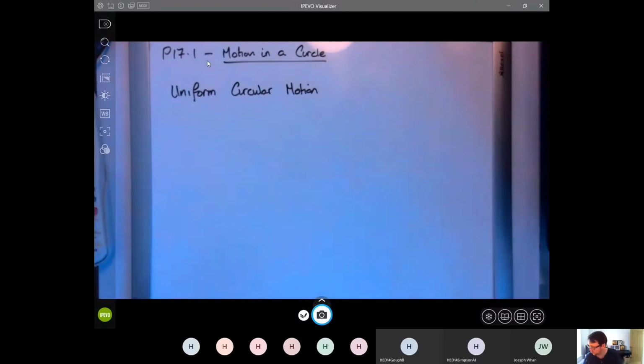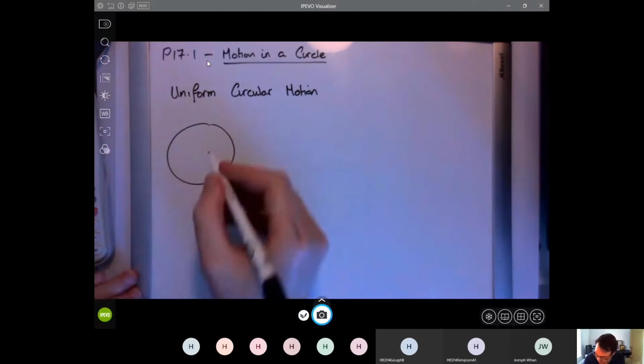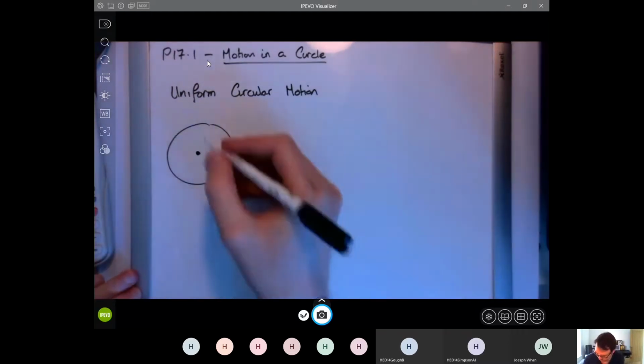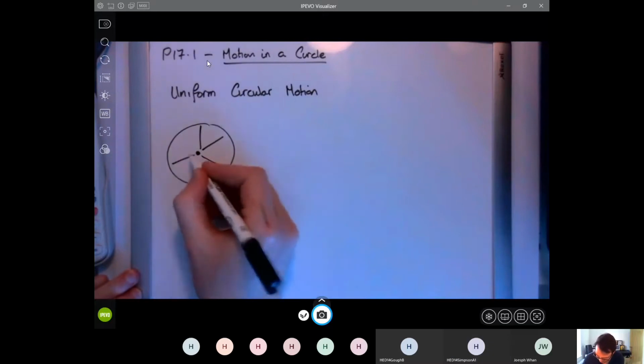You'll think of more as you're doing this topic, like the London Eye. That's uniform circular motion. There are loads out there, I'll let you discover them. But what do I mean by it? Well, I mean that something is moving in a circle uniformly. That is simplistically it. So let's consider a wheel. It's going to be an old school wheel that's got spokes on it.